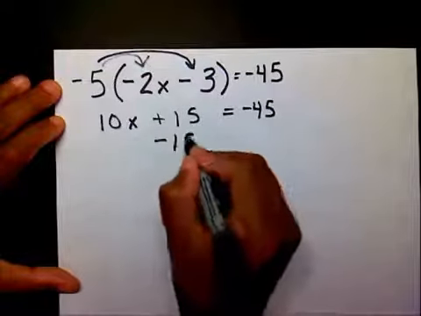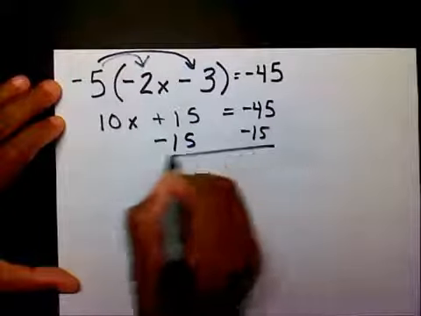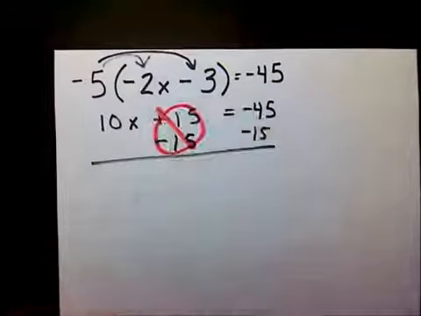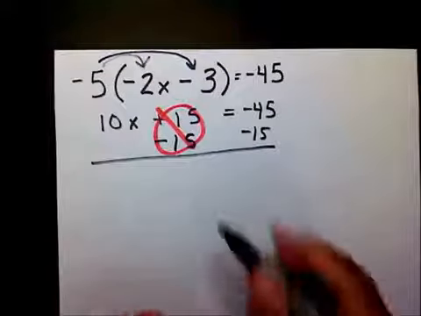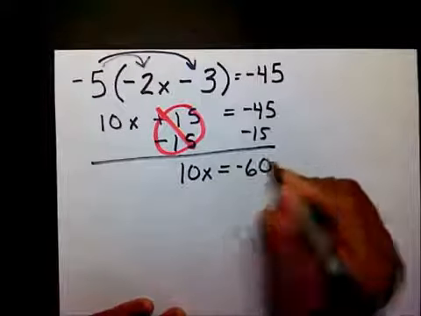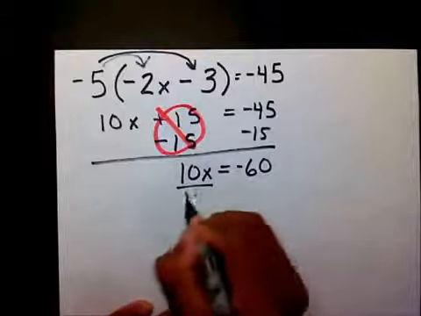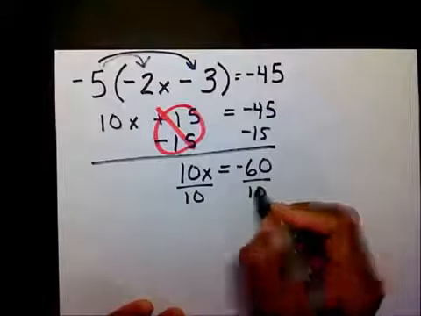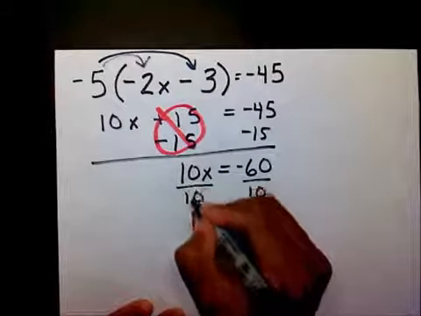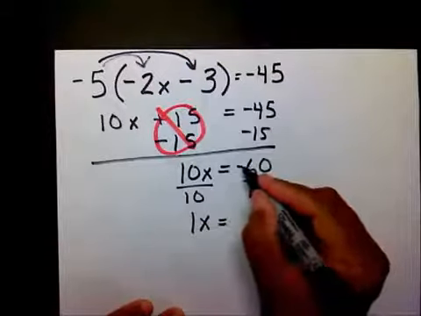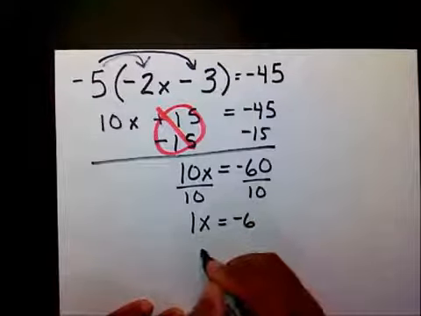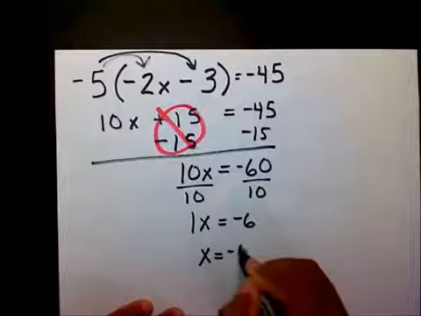I want to subtract 15 on both sides. My 15s are going to cancel. I'm left with 10x equals negative 60. I want to divide both sides by 10. And so therefore x equals, well, 1x, because 10 divided by 10 is 1. x equals negative 60 divided by 10, which is negative 6. And we can simplify this even more by saying x equals negative 6.